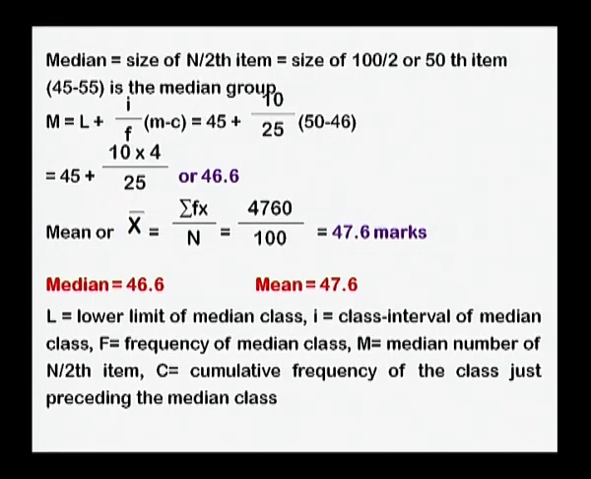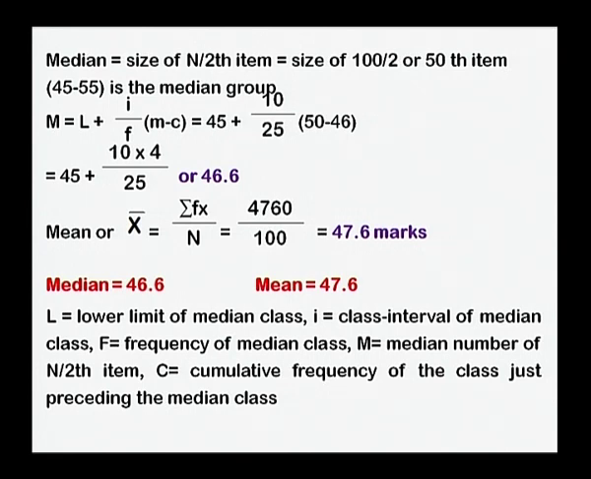Now, in this way we are also required to calculate the mean. For this purpose this formula is used: x bar is equal to summation f x, meaning f multiplied by x and we take the summation, and that is divided by n, where n stands for total frequency. So, we have divided 4760 by 100. In this way we calculate that the mean is 47.6. So, the median is 46.6 and the mean is 47.6. So, we have completed the first half of calculating mean deviation from mean and median.